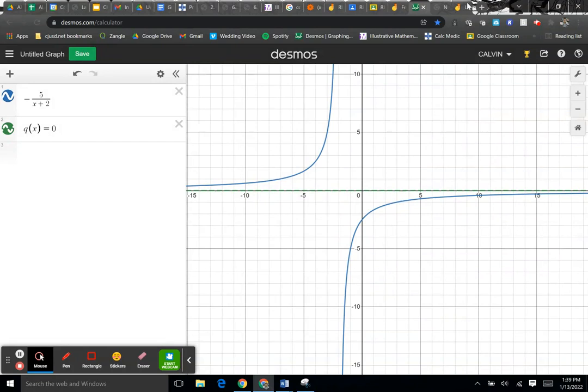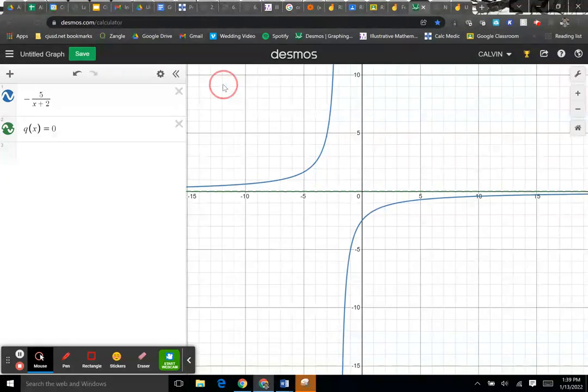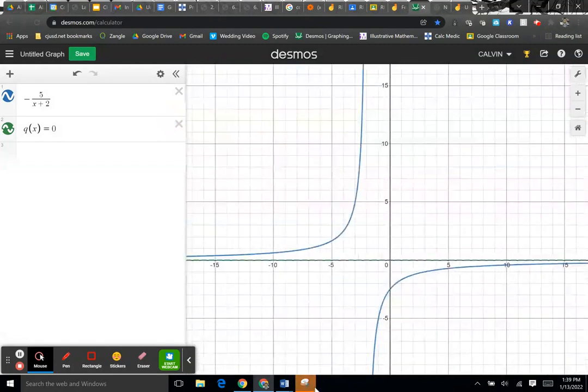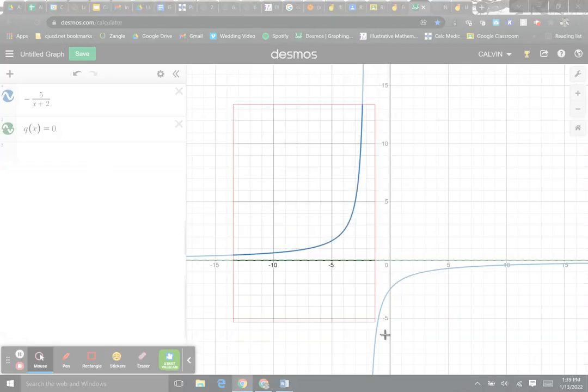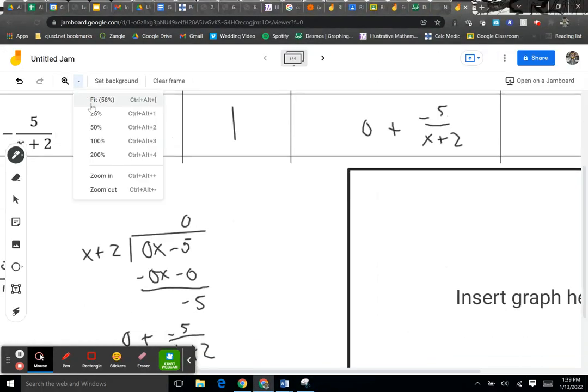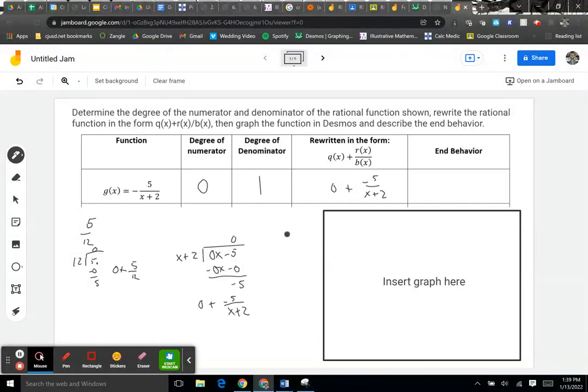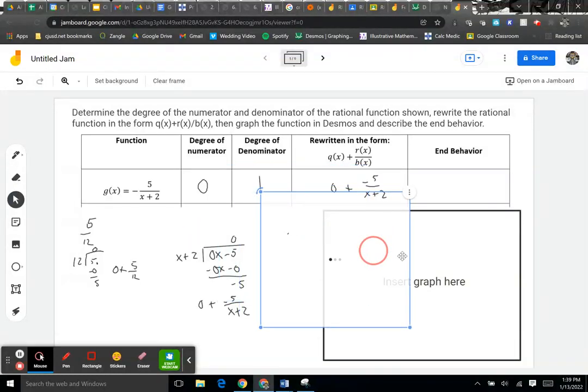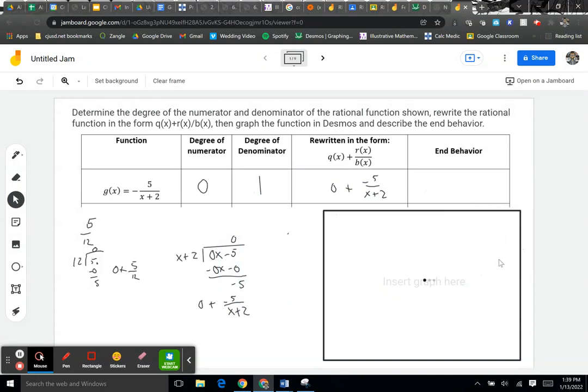Well, as we look at this now, the last thing we need to look at after you screenshot this graph and put it into this Jamboard right here is the end behavior. Well, as I look at this, as x gets larger and larger and larger, the graph seems to be getting closer and closer to 0.